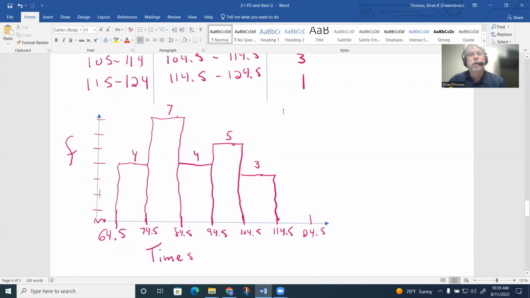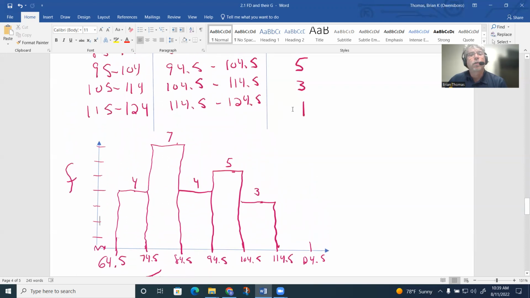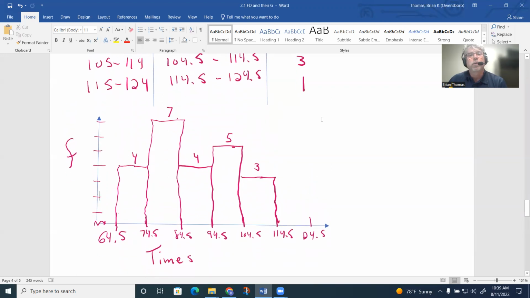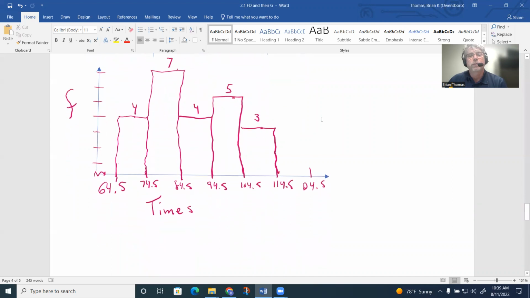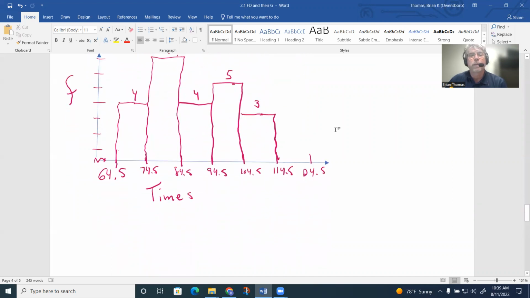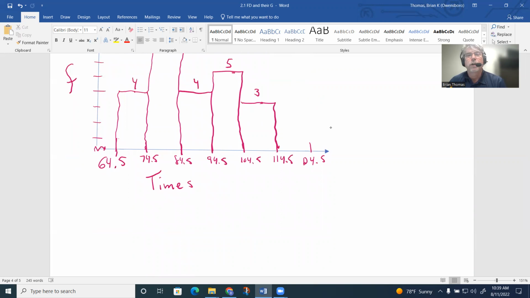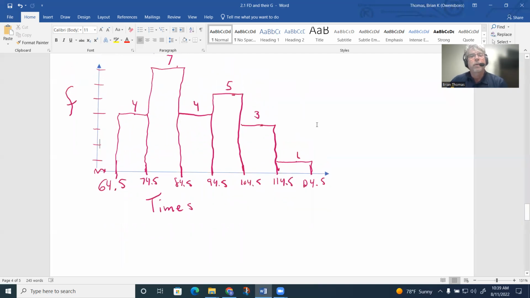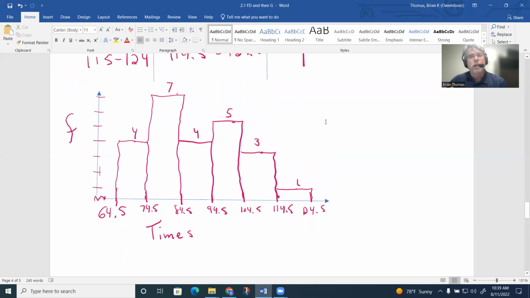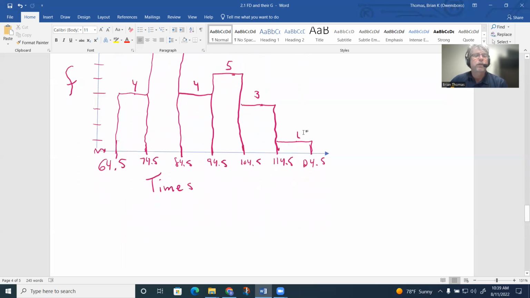And then last but not least, we had 114.5 to 124.5. We had this 1. I'm sorry, I said 14, we had this 1. So we'd have this right here at 1. I have a little bit of a bar or rectangle that extends up to there. So we can represent the data that way. That would be representing what's called a frequency histogram.